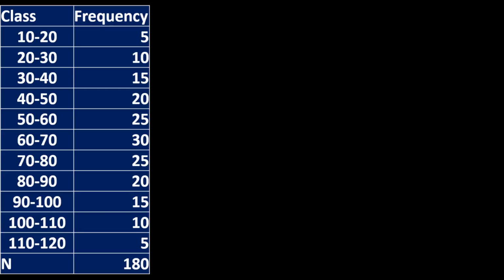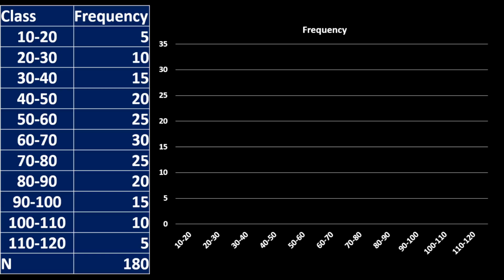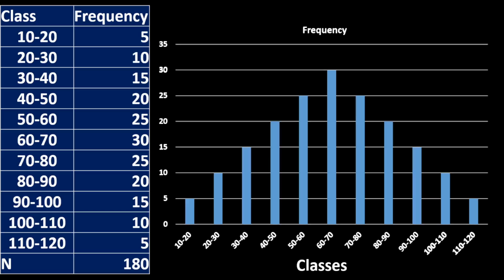If, based on the information in this symmetrical distribution, we plot a bar chart, then we have to take classes on the x-axis, as shown on the screen, and frequencies on the y-axis. Using all the frequencies and classes, the bar chart will be drawn in this way. If we move from left to right up to the middlemost class, the frequencies are increasing, and as we move from the middlemost class towards the right side, the frequencies are decreasing.